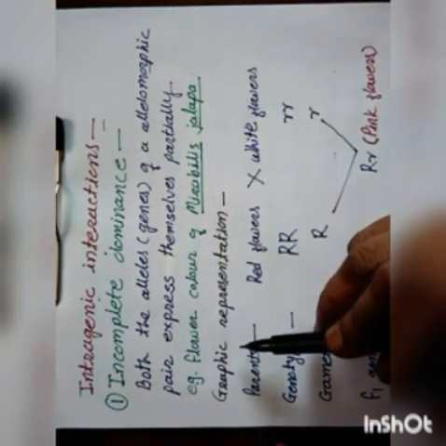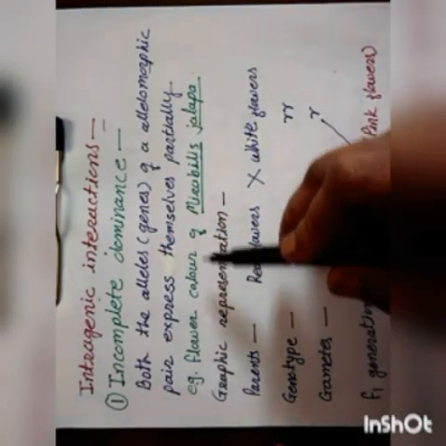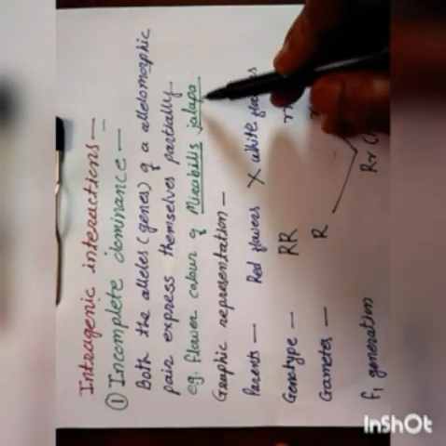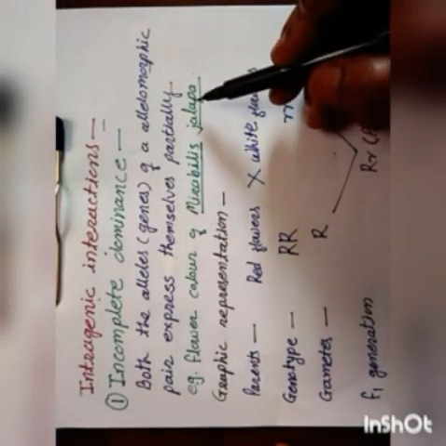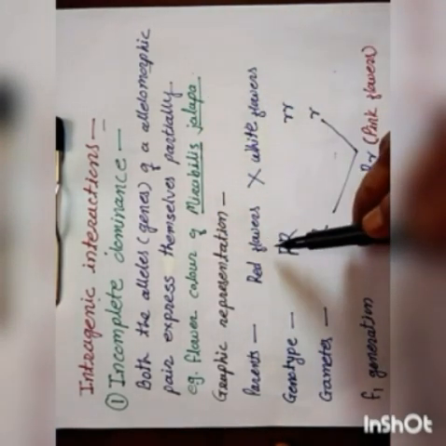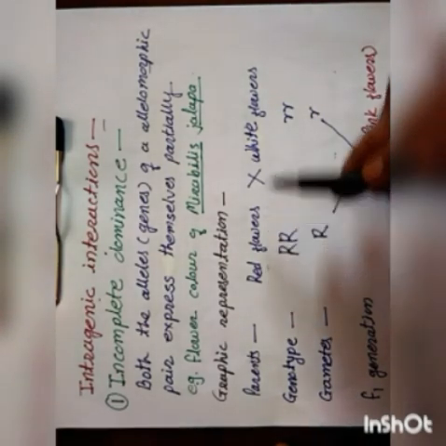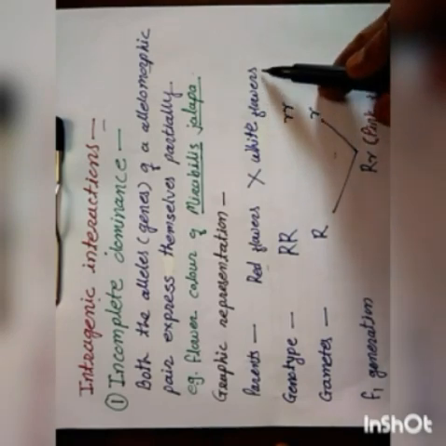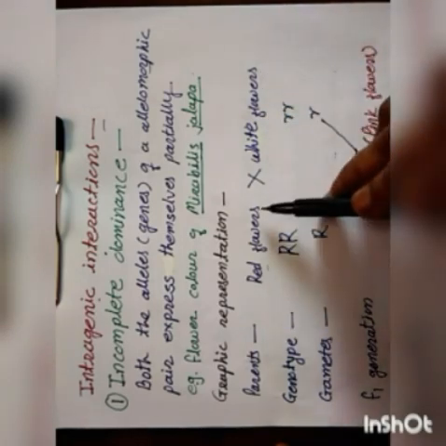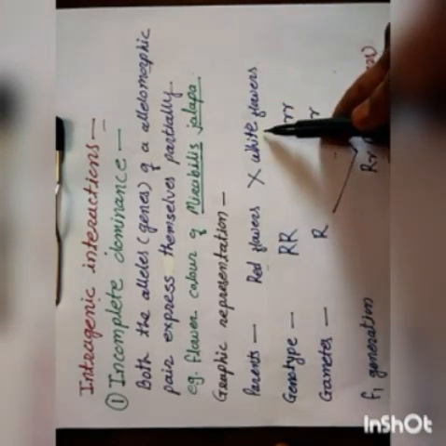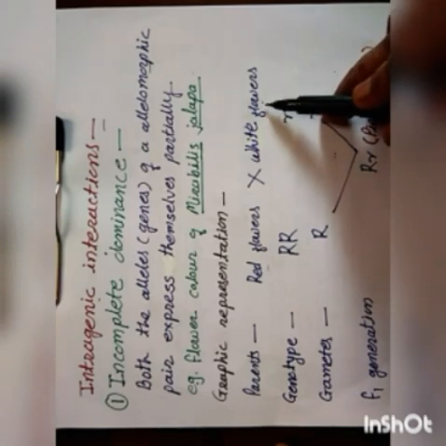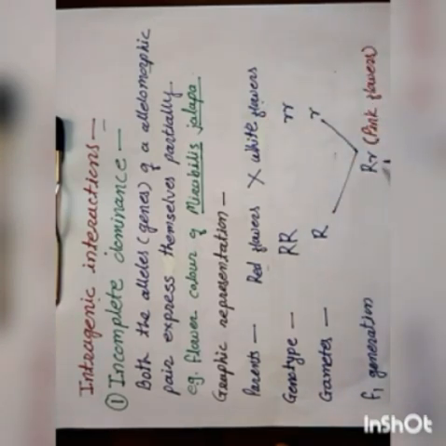An example of incomplete dominance is the flower color of Mirabilis jalapa. In Mirabilis jalapa, there are two varieties of plants, plants with red flowers and plants with white flowers. When the red flower variety is crossed with the white flower variety, the F1 progeny is obtained with pink flowers.